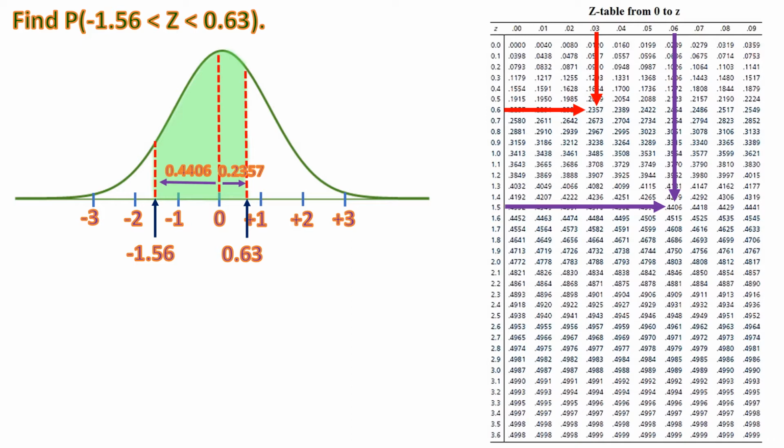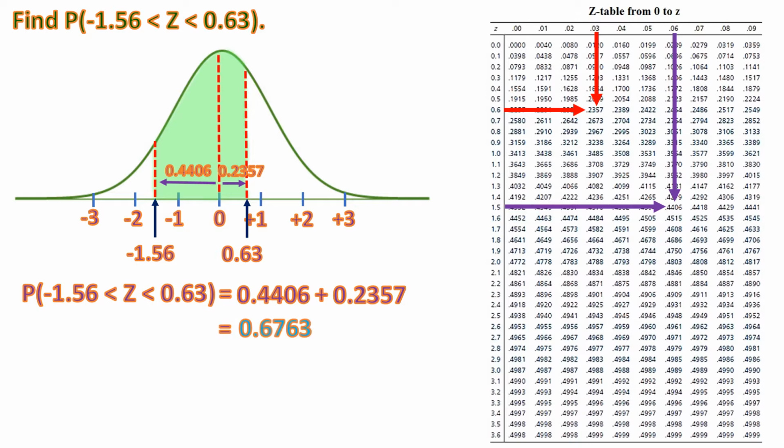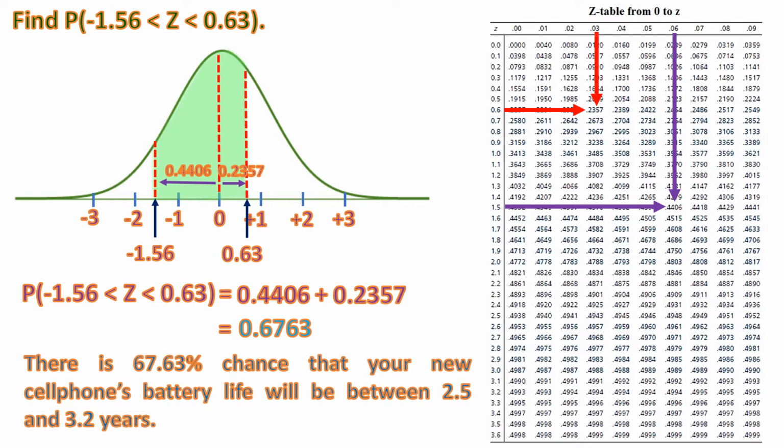And so to find the whole shaded area, we're going to add the two areas. So the probability in between negative 1.56 and 0.63 is equal to 0.4406 plus 0.2357. And those are the areas that we found a while ago. And we're going to get the sum. The sum is 0.6763. So this means there is a 67.63% chance that your new cell phone's battery life will be between 2.5 and 3.2 years.